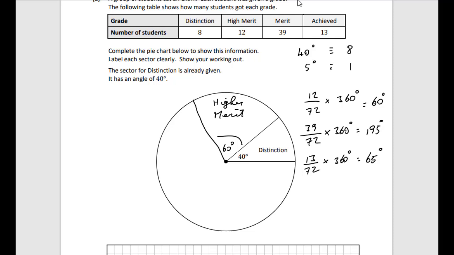Okay, so the third one then is 39. That's 195 degrees, so it's a bit over 180. So let's put it down here somewhere. I haven't drawn this to scale exactly, but anyway, 195 degrees is here, and that is a merit. And the last one then should be 65 degrees. It doesn't look too accurate compared to high merit, but anyway, this is achieved here.